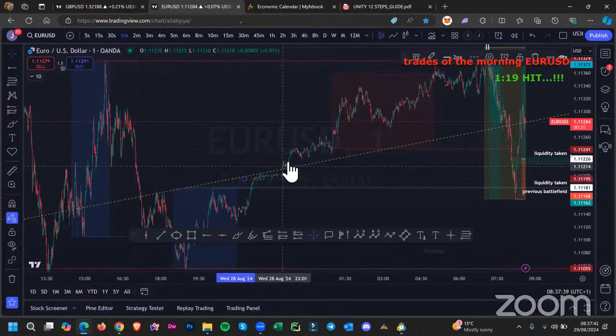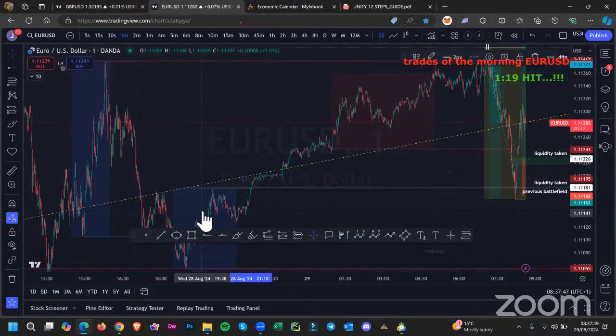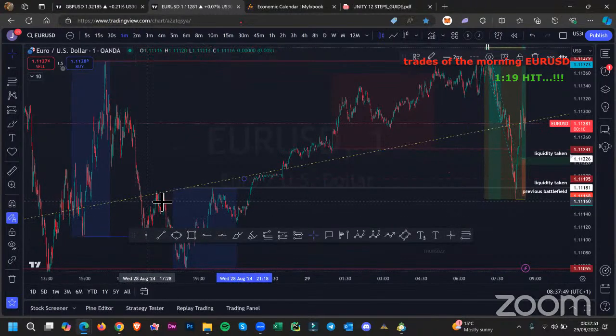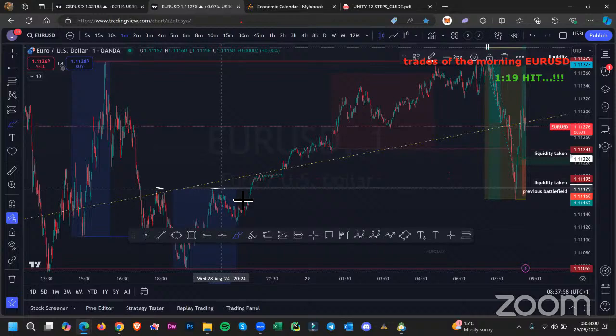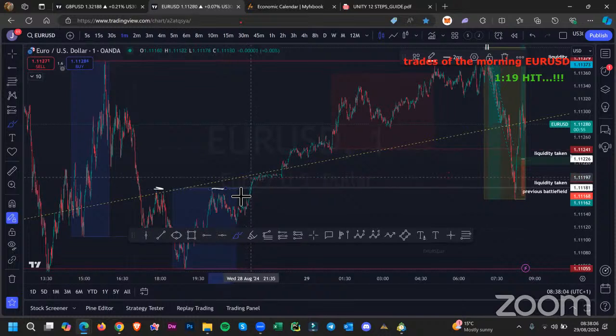And I also identified a previous battlefield, which was a previous New York high that couldn't be broken before. Look, can't be broken. Ouch. Banged its head over here. Look, let me show you. Banged its head over here. Can't be broken. Ouch. And it happened to be the New York high of the evening session. And then it finally broke through it. So therefore, this is a previous battlefield.